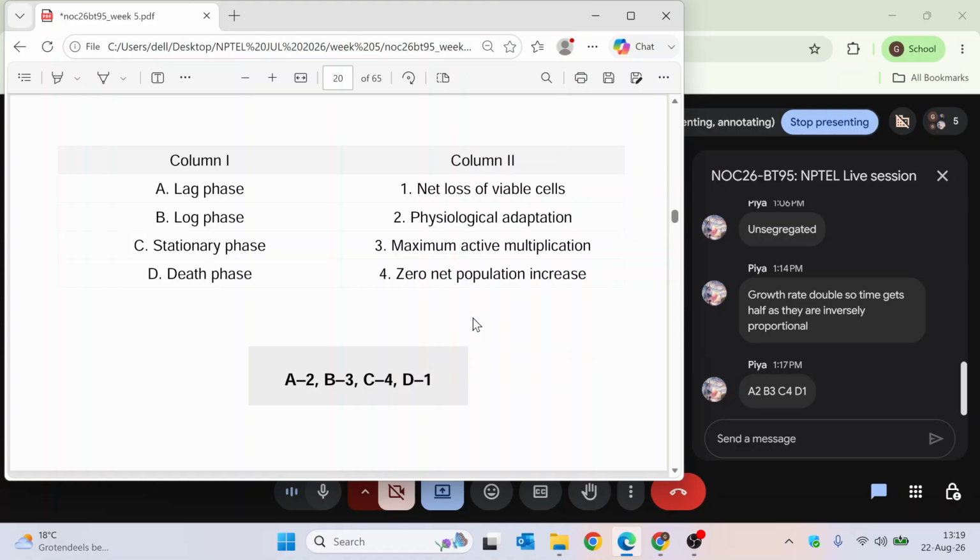When we talk about stationary phase, it is zero net population increase. I don't want to repeat because it's the same that we saw there. The number of cells forming is equal to the number of cells getting lost in the system. So that is stationary phase. And in the death phase, the decline takes over. In the log phase, the increase is taking over, but in the death phase, the decrease is going to take over. So here you see a net loss of viable cells. Your loss is going to be very prominently seen here. So these are the 4 phases of microbial growth kinetics.